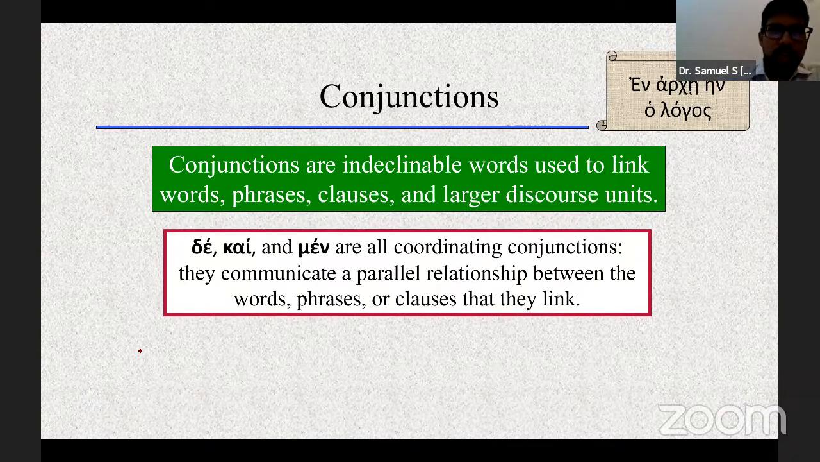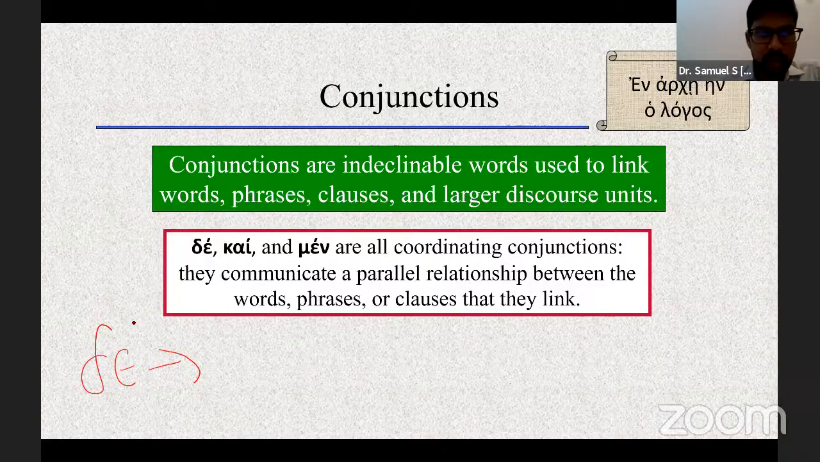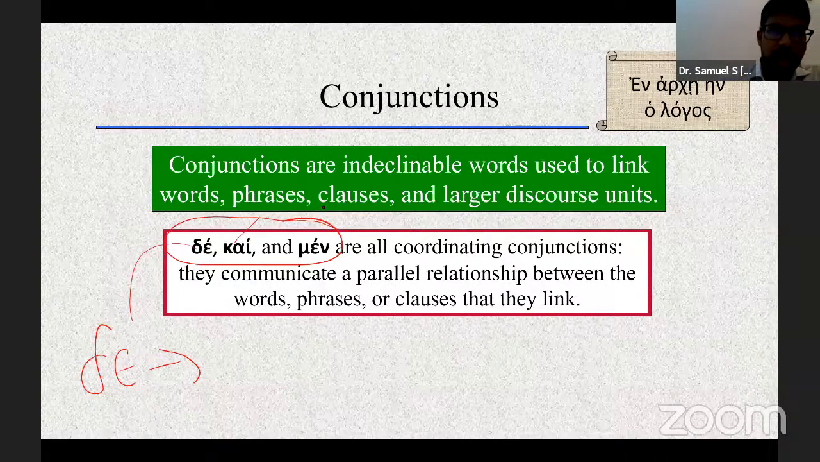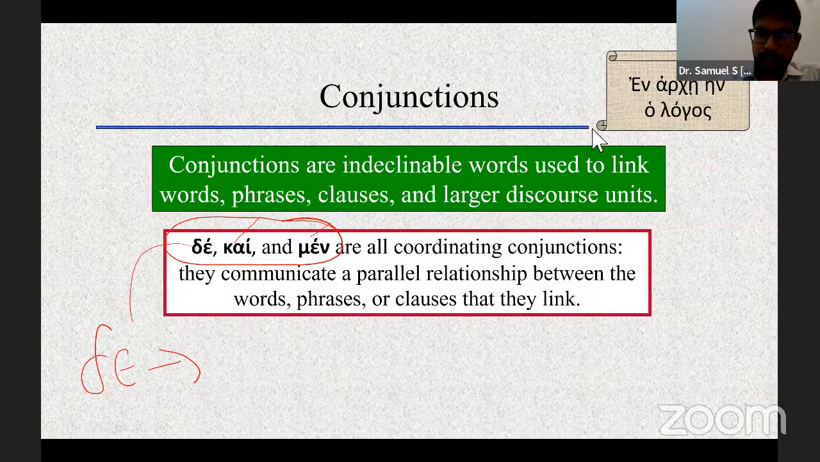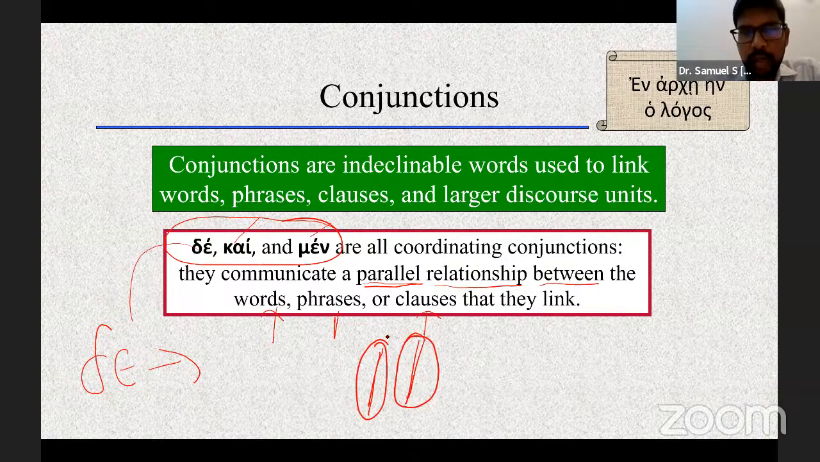The most commonly used conjunctions in Greek: de. This was part of our vocabulary. Actually, all three words were part of our vocabulary for week 1. De, kai, and men. They are all coordinating conjunctions. What does that mean? It means they communicate a parallel relationship between the words, phrases, clauses that they link. When there are two parallel discourse units or parts of the sentence, you will use these conjunctions to connect them.